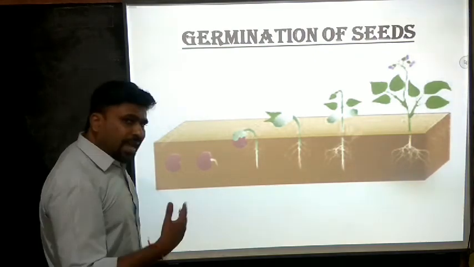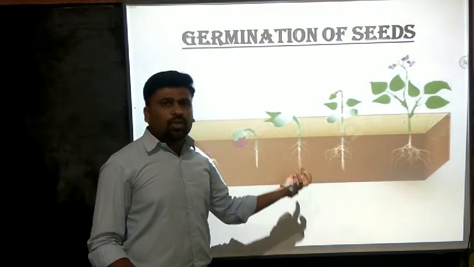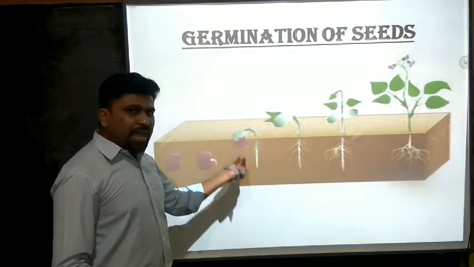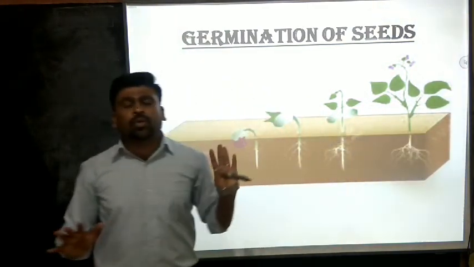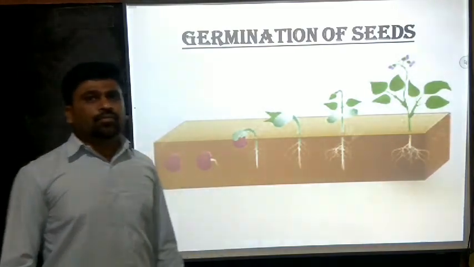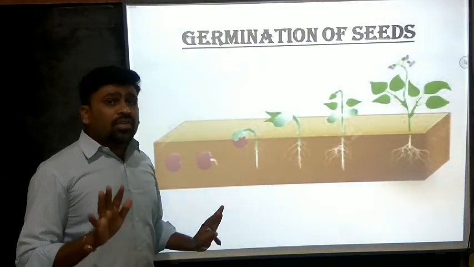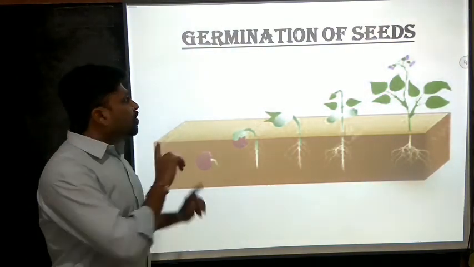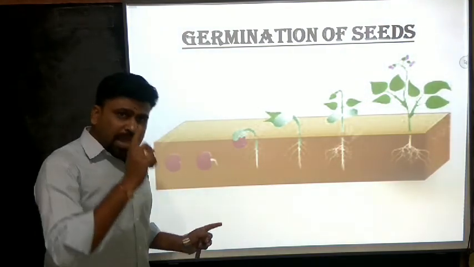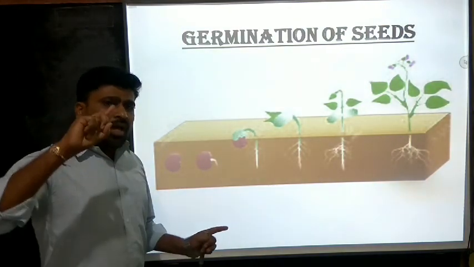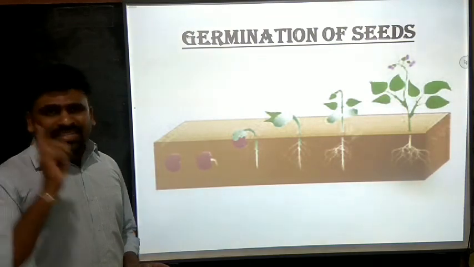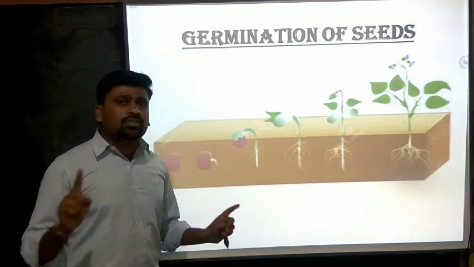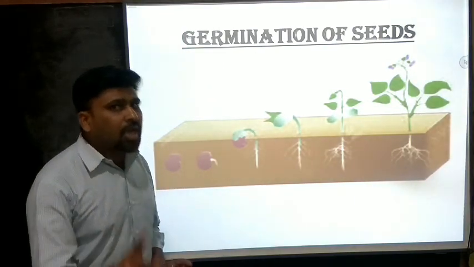Then later on, day by day, the root absorbs the air and water. Then this baby plant is completely grown into a new plant. This complete process is called germination. Understood? A seed which is completely converted into a new plant, that complete process we call germination.